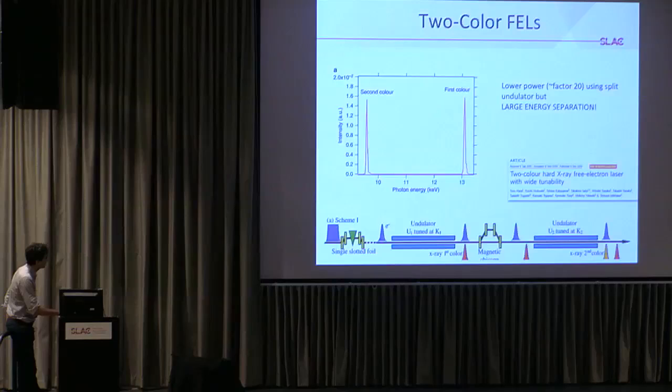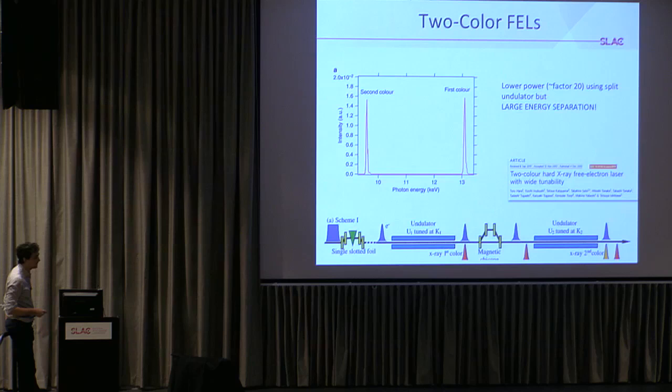Historically, this is the first one. And what you do is you use a single electron bunch. You split the undulator in two parts, and now you use your electron bunch to make one color. You delay the electrons with a chicane, and here you make your second color, right? And as long as you don't saturate your FEL, we're going to be happily making two colors.